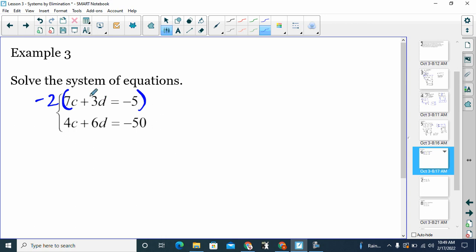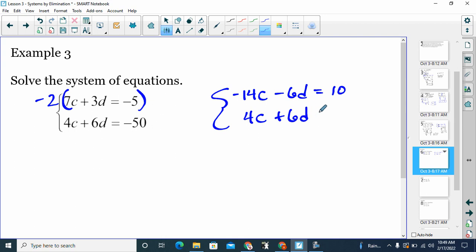And that should give me minus 6d here. And now when I add my equations together, I should be good to go. So multiply everything by -2. That gives me -14c minus 6d equals -2 times -5. Negative times negative is +10. My bottom equation did not change. 4c plus 6d equals -50.